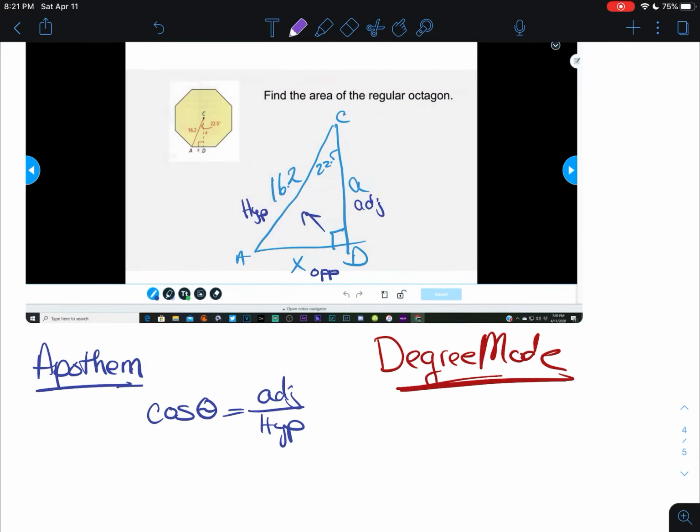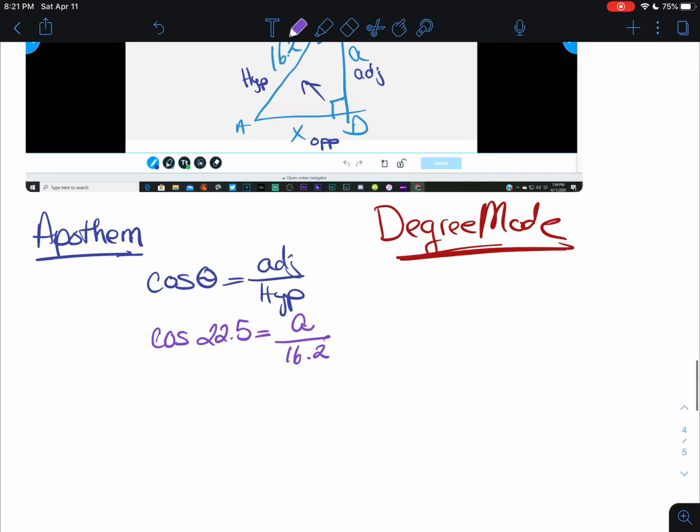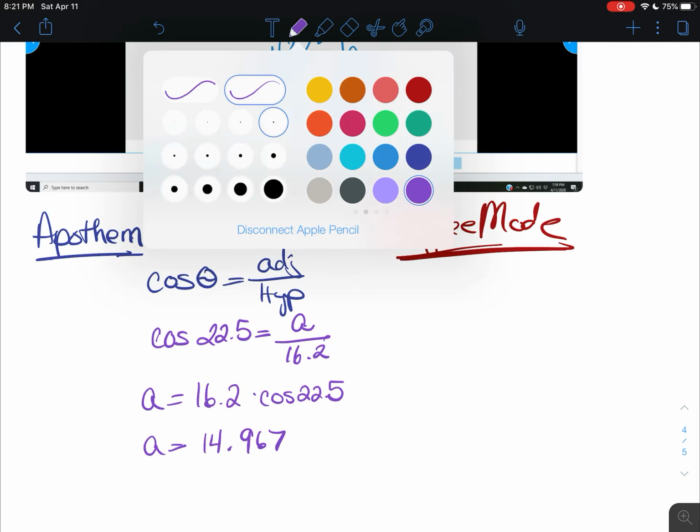All right, so let's fill in what we have. The cosine of 22.5 equals the adjacent, which is A, over 16.2. Cross multiply. So our apothem is 16.2 times the cosine of 22.5. And that gives us a very ugly number, 14.967, and lots of extra decimals. All right, so there's our apothem.